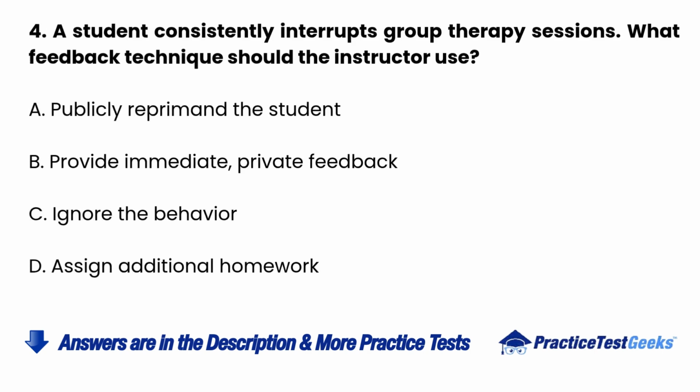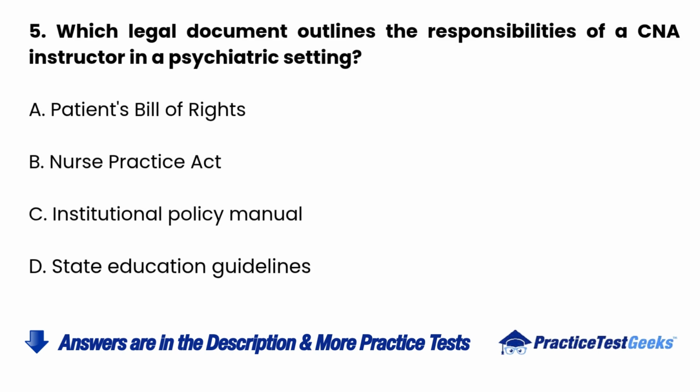4. A student consistently interrupts group therapy sessions. What feedback technique should the instructor use? A. Publicly reprimand the student. B. Provide immediate, private feedback. C. Ignore the behavior. D. Assign additional homework.